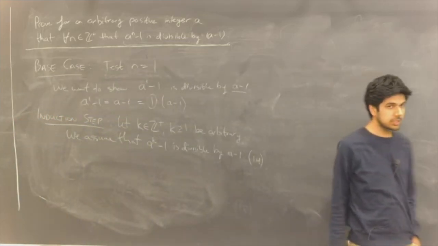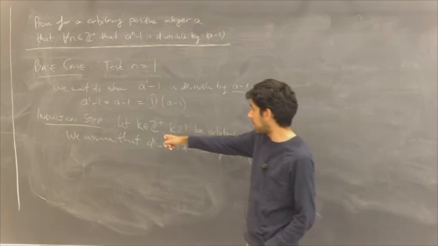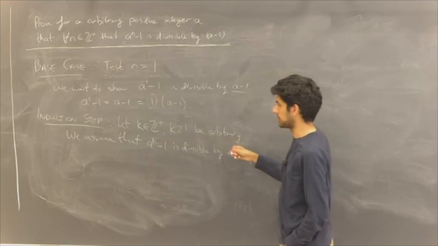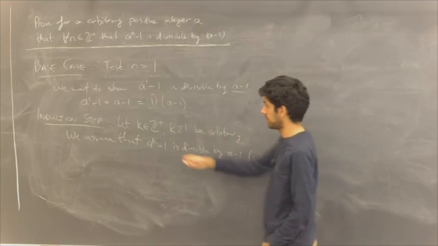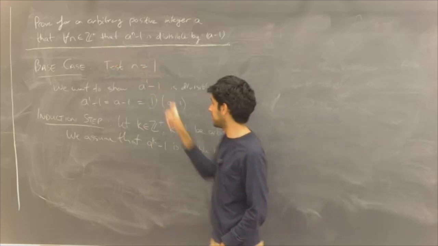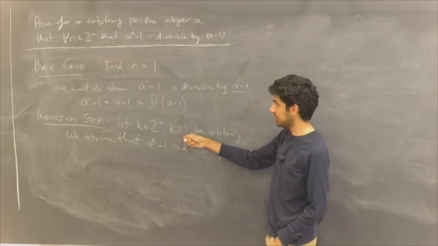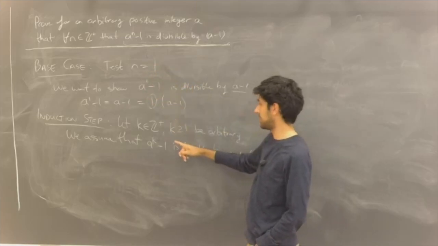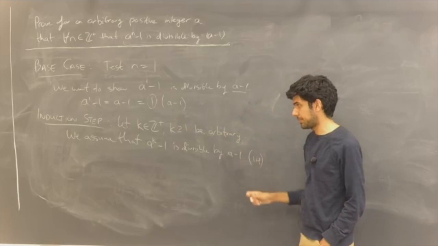So our IH is there. Let k be a positive integer, greater than or equal to 1, be arbitrary. That's sentence 1. This is the domain, because that's the domain for n. It's greater than or equal to 1 because the smallest value n can take on is 1. That's sentence 1, and it's arbitrary.